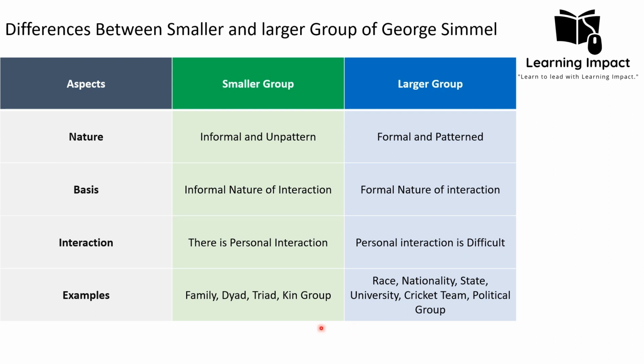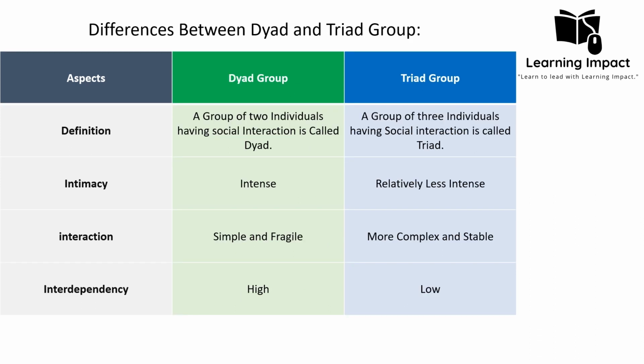Okay, then within this smaller group, as we discussed, there are further classifications done by Simmel, which is dyad and triad social group. Now we have to look at what is the main difference between dyad and triad group. So let's start. Differences between dyad and triad group. In case of dyad and triad, as we discussed, dyad refers to two members. So it is a group of two individuals having social interaction.